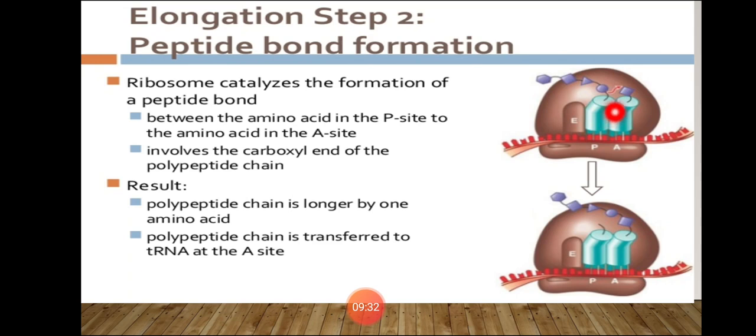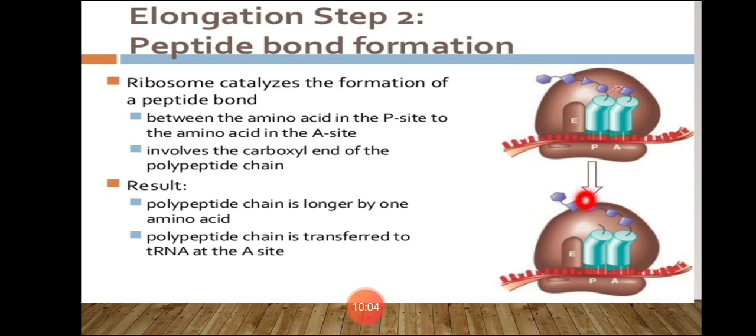The polypeptide chain is transferred to the tRNA at the A site. This polypeptide chain gets transferred to the A site. The peptide chain moves to the A site. You can see here the movement. Initially we can see it at the P site. The chain is formed at the P site, and then it moves to the A site. And one by one, all the amino acids are joined. In this way, a polypeptide chain is formed.